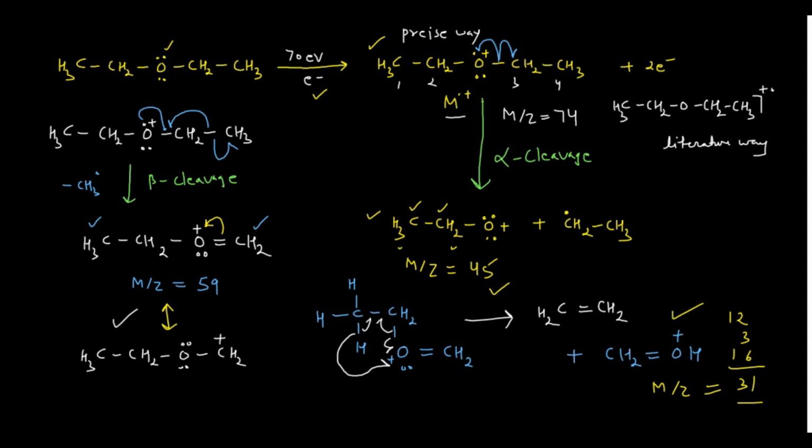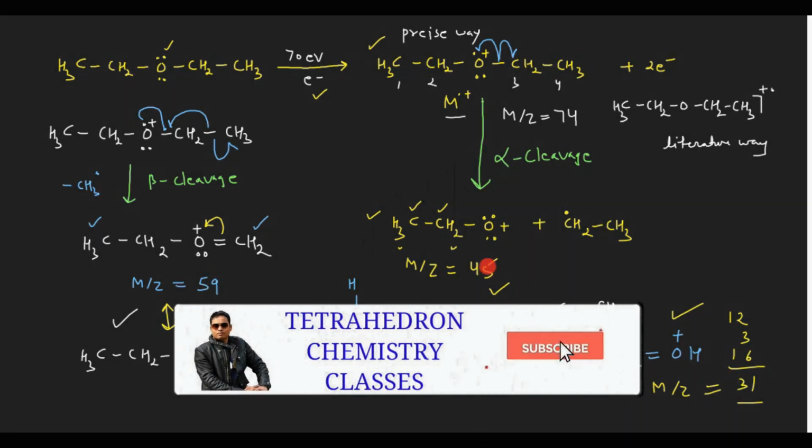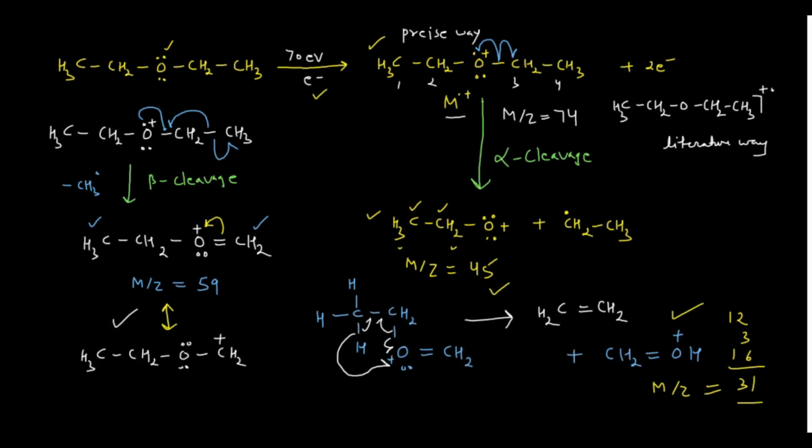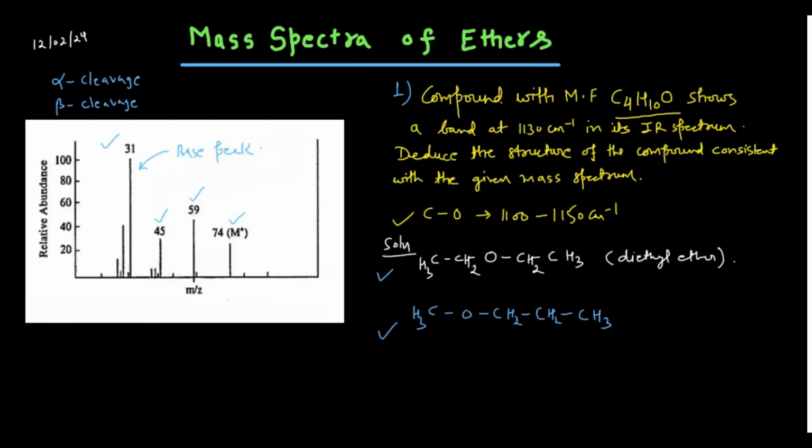So I have explained all the possible ions which are present in the mass spectrum of diethyl ether. I have explained the 59, I have explained the 31, I have explained the 45, and I have also explained the 74. If I go back, let's verify. See, I have explained this, this, this, and this. But one ion is also there which I haven't explained so far. So what is this actually? Please remember, this is m/z of 29.